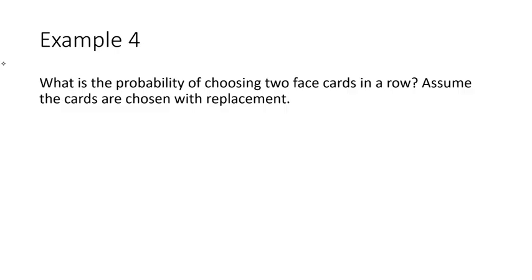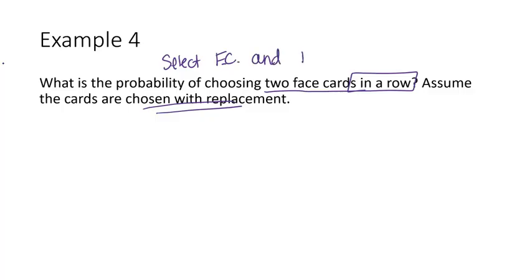Next example. Find the probability of choosing 2 face cards in a row. Assume the cards are chosen with replacement. Feel free to go ahead and pause this video and try this one, keeping in mind that when they say in a row, what they mean is I want to select a face card, FC, and then go back and select another face card, FC, replacing them in between. So I'm looking for the probability of a face card first and a face card again. So why don't you pause and try that?